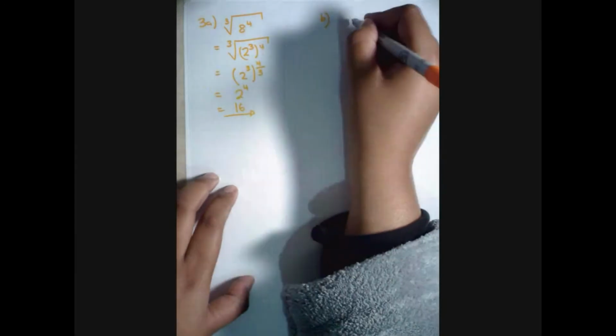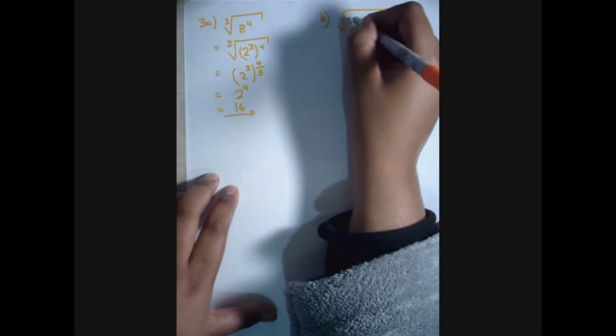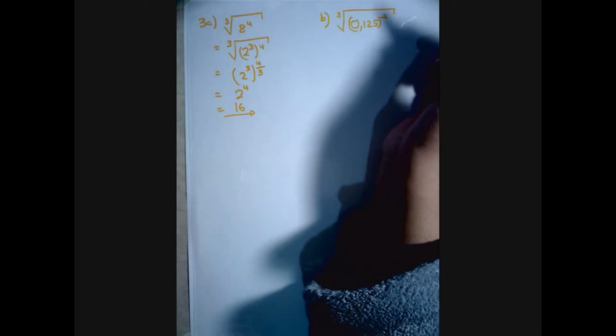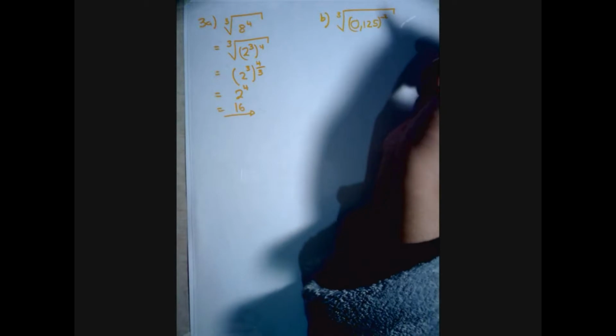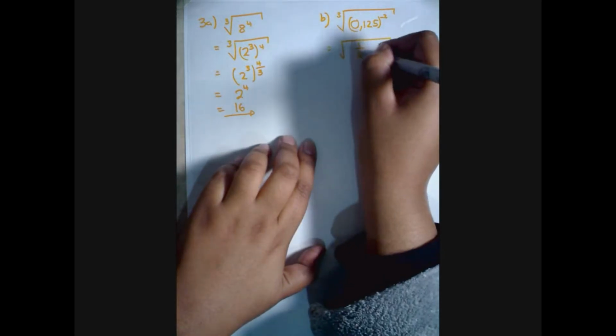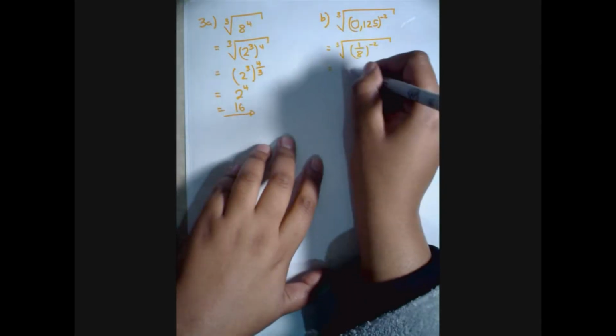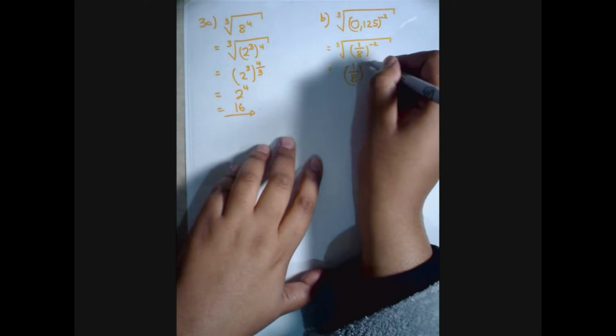Then I'm going to do B here. So B says 0.125 all to the power of negative 2, and it's a cube root on the outside. So when you have something like this, you need to first convert 0.125. When you convert 0.125, you change it to a fraction, and you're going to get a fraction of an eighth. So you're going to get 1 over 8 all to the power of negative 2 to the power of 3. So you're going to say 1 over 8 to the negative 2 over 3.